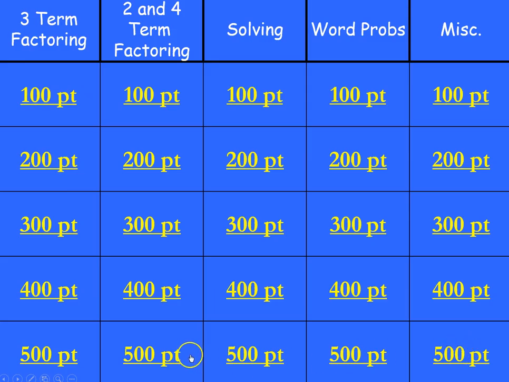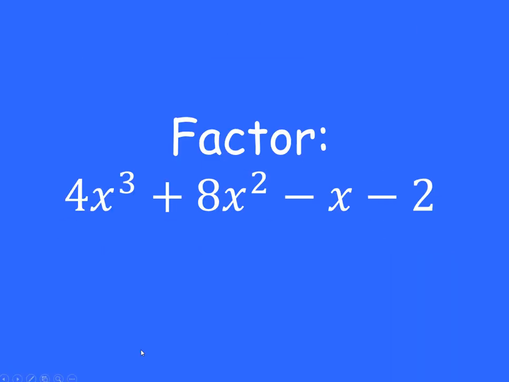Alex, I'd like to see the $500 question. $500 for 2- and 4-term factoring. Let's see how you do. Ooh, these are always the hardest.